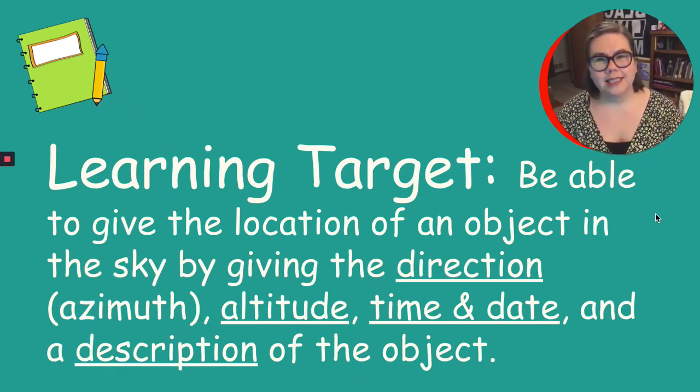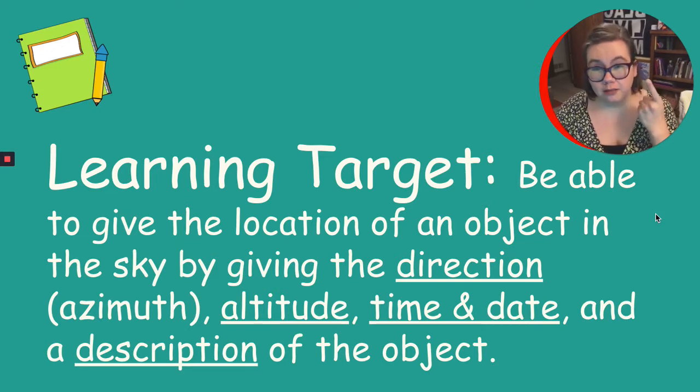Hello, students. Today, this is your perspective notes. So make sure that you opened up your notes sheet in your astronomy notebook. Our learning target for the day: be able to give the location of an object in the sky by giving the direction, also known as azimuth, altitude, time and date, and a description of the object.